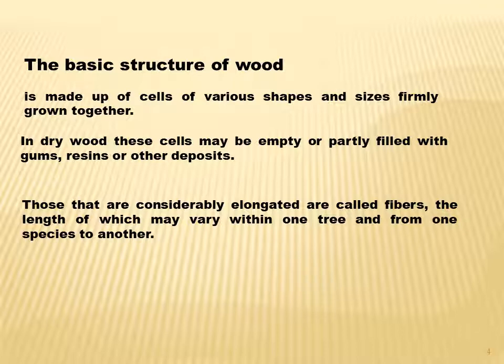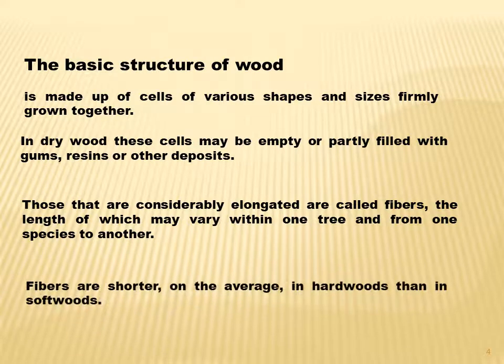Sometimes the cells are elongated as compared to the other cells, and these elongated cells are called the fibers of the wood. The length of the fibers may vary within one tree and from one species to another. So we can say that fibers are the elongated cells of the wood, and their length varies within one tree or from one species to another. Fibers are shorter on average in hardwoods than in softwoods.